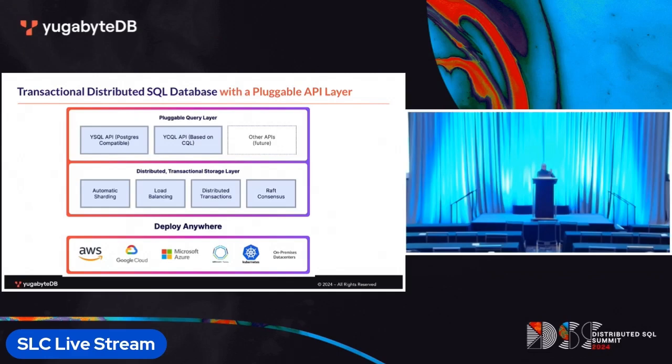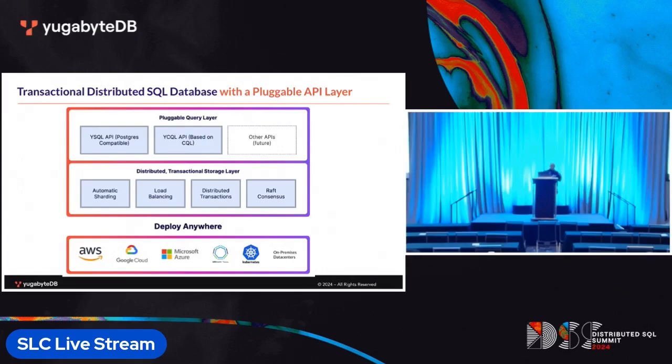So on top, you will notice that we have this pluggable query layer. If you're bringing your application from Cassandra, you can use the Cassandra API layer. And if you're coming from Postgres or from Oracle, you can use the Postgres API layer. And then in the middle, which is our bread and butter, is what we call the DocDB layer. This is our distributed transactional storage layer, and it is responsible for automatic sharding, load balancing, and distributed transactions, and it uses the Raft consensus.